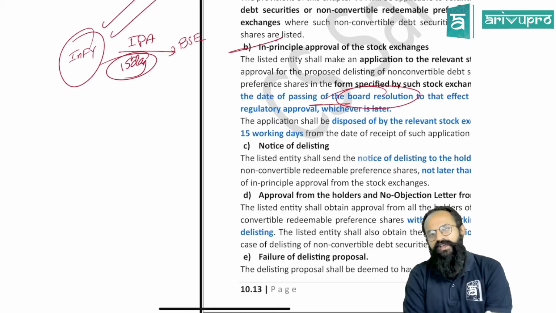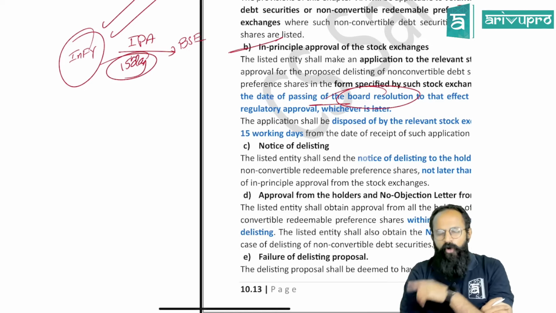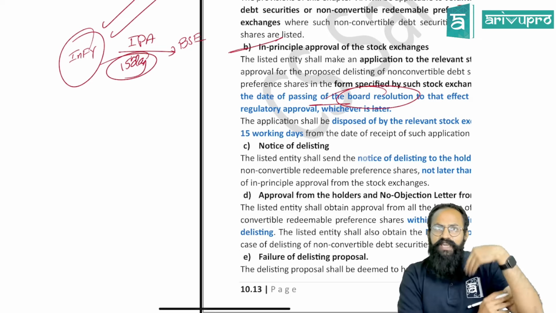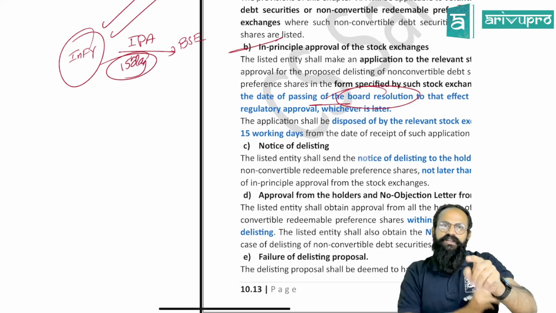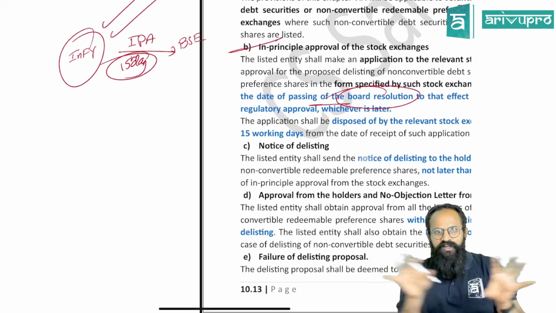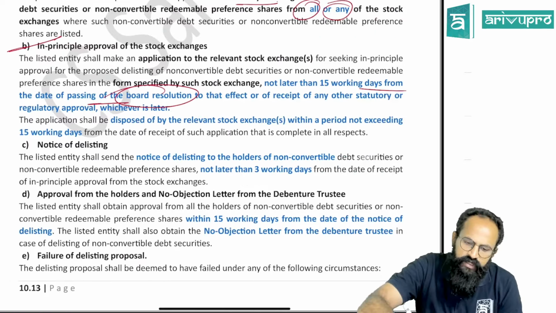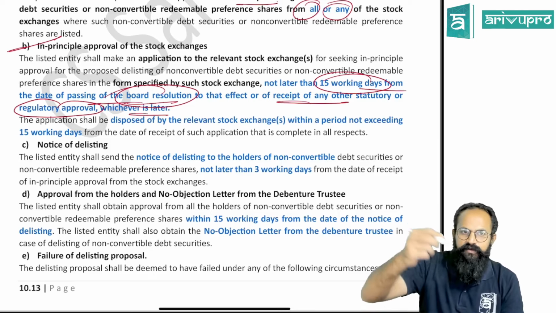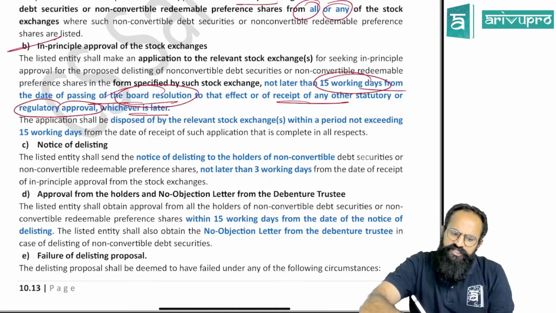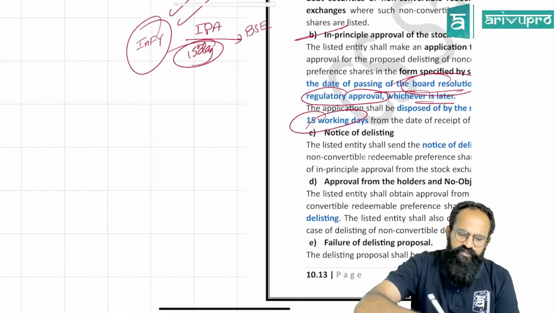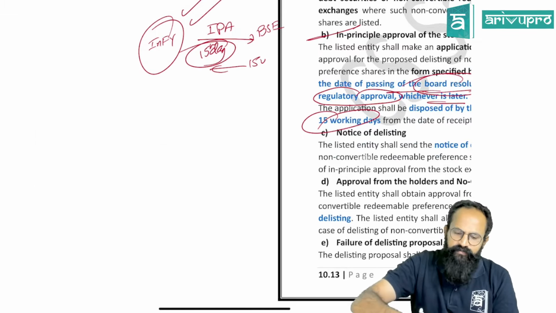Imagine I'm an insurance company. My board decided today, but I need some other approval also, and that approval came much later. The 15 days will start from the board resolution or the approval you got from the regulator, whichever is later. So, 15 working days from board resolution or receipt of any other statutory or regulatory approval, whichever is later. The application shall be disposed of by the stock exchange within 15 working days. They cannot take more time than 15 working days.